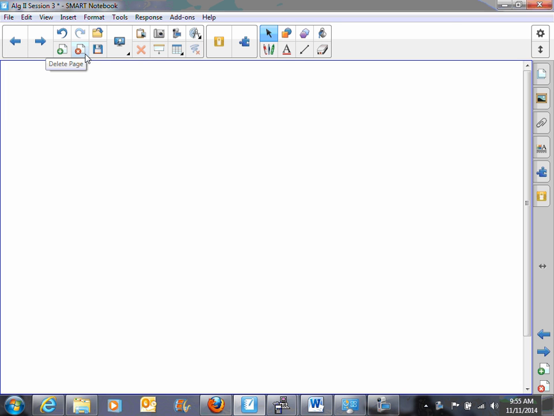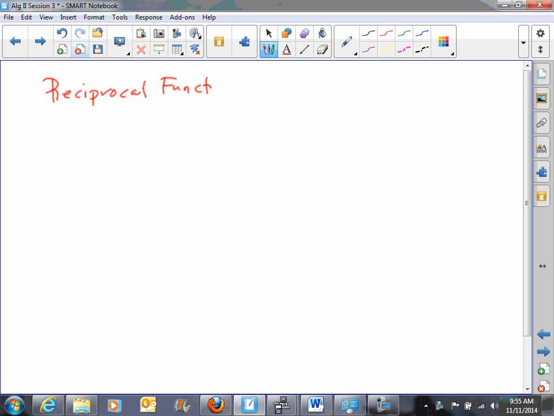We're going to talk during this session about reciprocal functions. Now, basically, the basic reciprocal function is f of x is equal to 1 over x. There's a number of things that we need to discuss about this reciprocal function. The first thing would be, what is the domain?